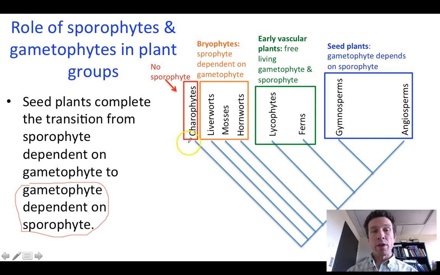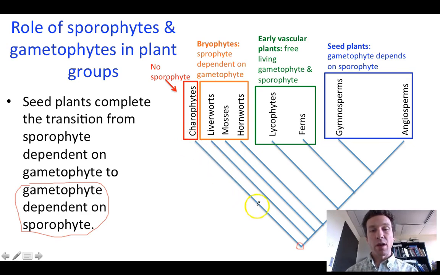So let's start with the first group to diverge on this phylogeny, the one that diverged furthest back in time right here, and that is the charophytes. So the charophytes don't have a sporophyte generation at all. Remember, all of the multicellular charophytes are haploid, and so they are gametophytes. There is no sporophyte present in the charophytes.